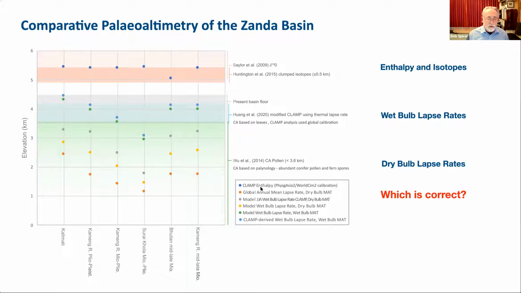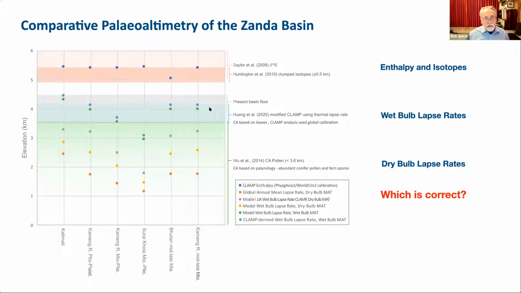And these are for various Siwalik localities near sea level along the length of the Siwalik front. We get these elevations. They vary depending on which fossil assemblage you use in the Siwalik. But basically, they all fall within the isotope elevation band of Saylor et al. or Huntington et al.